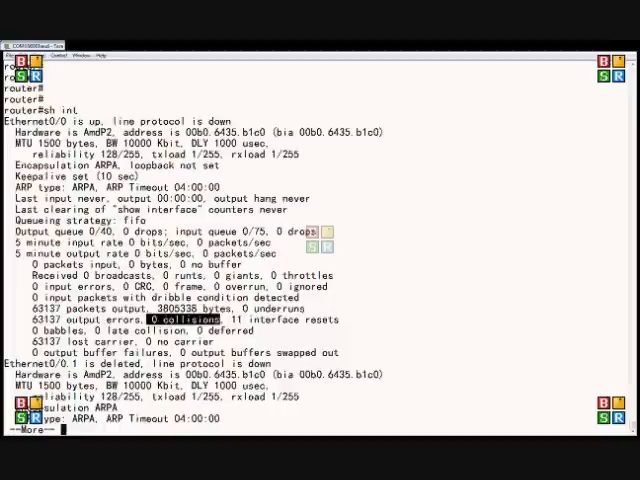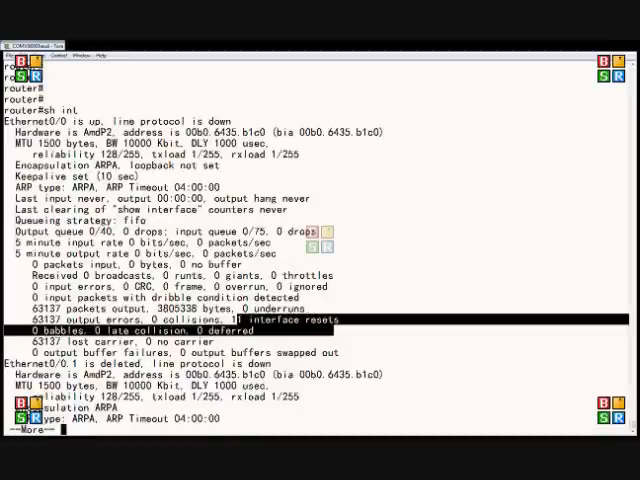Collisions, that is if there's some sort of an interface problem on one of the computers or one or more computers plugged into the switch that's connected to the router. Interface resets, that could be anything from just restarting the device to bringing the interface up and down. If it happens hundreds or thousands of times, then it's likely that the interface is bad.